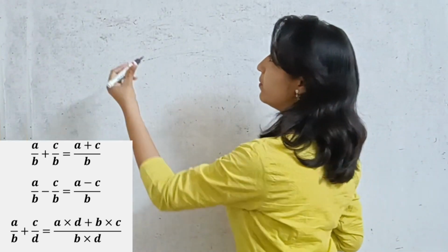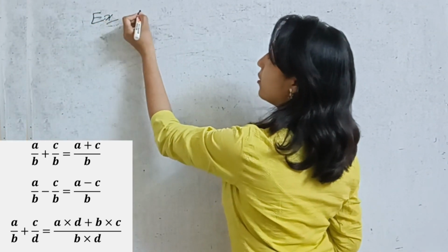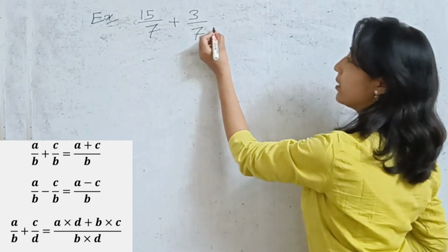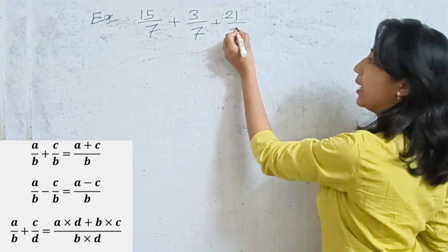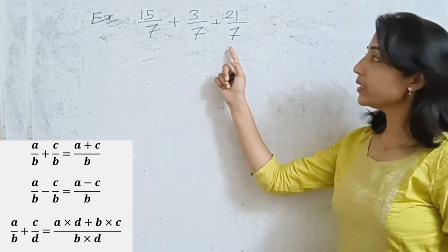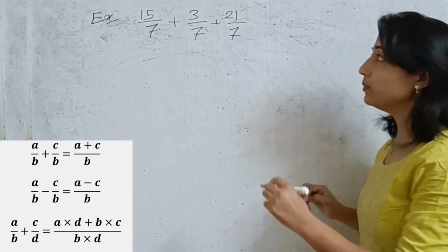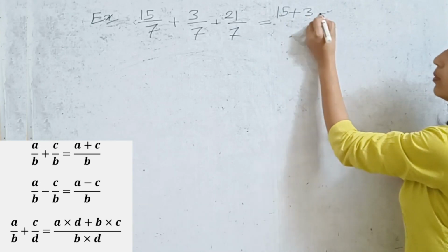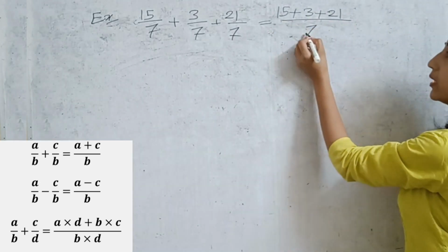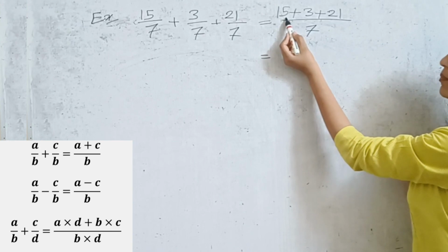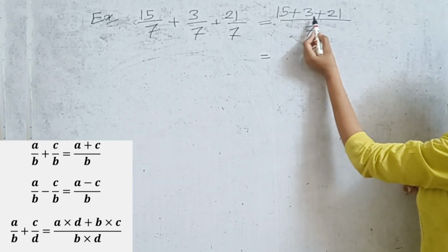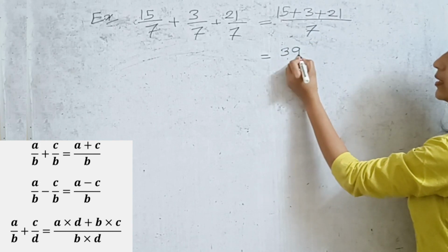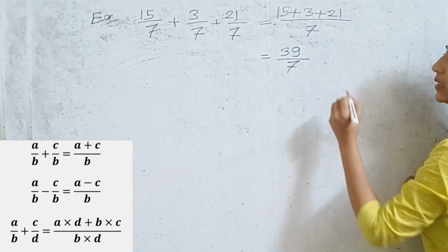So here the first example is 15 divided by 7 plus 3 divided by 7 plus 21 divided by 7. See here, all three terms have the same denominator. If the denominator is the same, then you can add their numerators directly. So 15 plus 3 plus 21 divided by 7. Take the addition of the numerators: 15 plus 3 is 18, 18 plus 21 is 39, divided by 7 as it is.